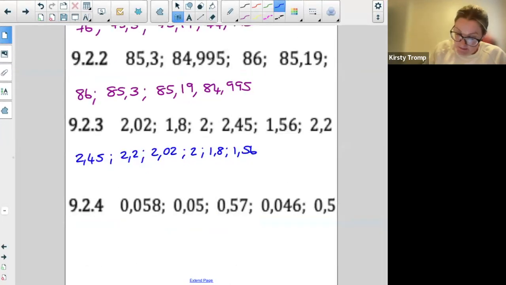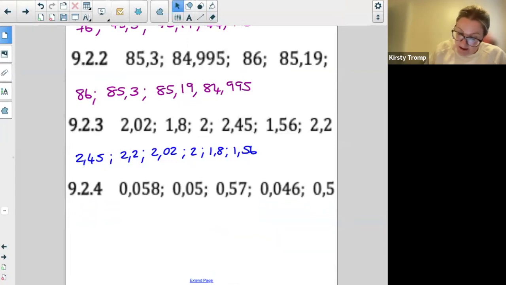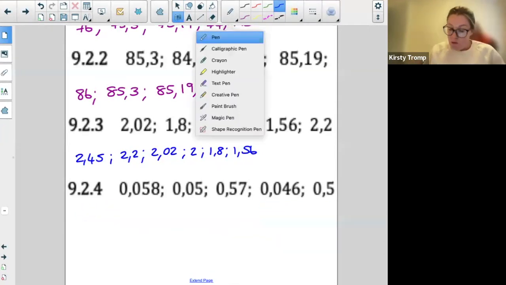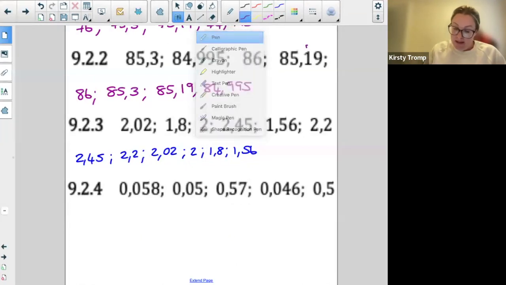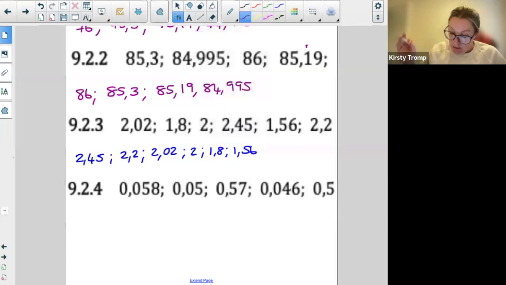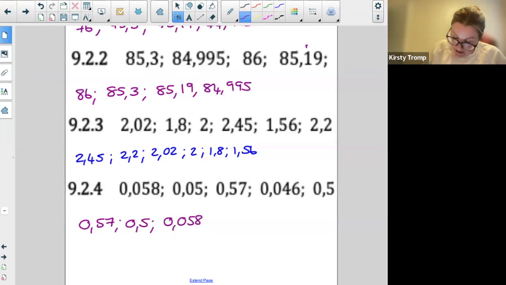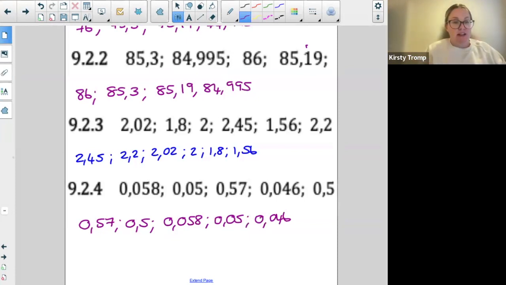All right. And the last one that we have here is one that's really tricky because there's all zeros now, okay? Remember what I said, make sure they've got the same decimal places. So the biggest number out of all of these is 0,57. Then I have 0,5. Then I have 0,058. Then I have 0,05. And my last one, I'm going to have 0,046. Done.